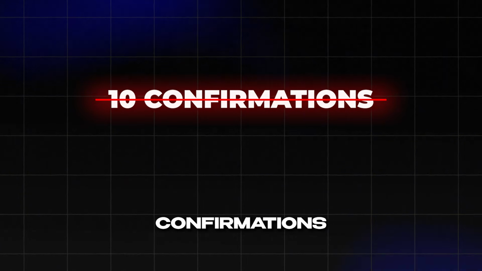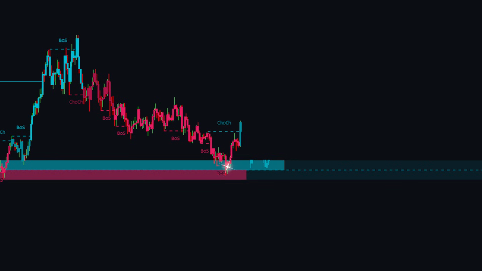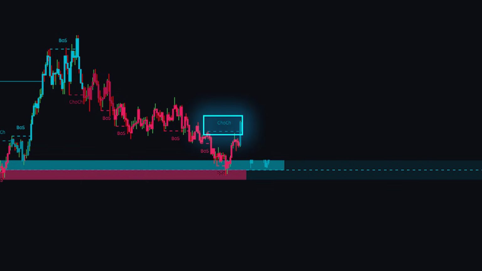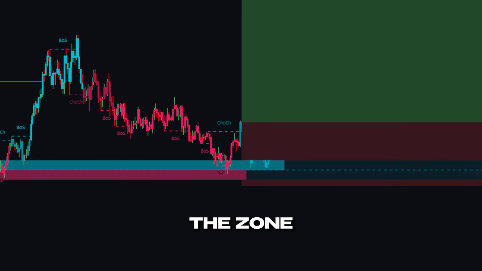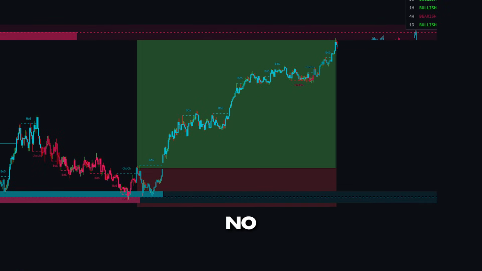Now let's talk about execution. You don't need 10 confirmations. You don't need 5 indicators. The process becomes simple. You wait for the price to approach a key order block. You check the buyer and seller ratio to confirm strength. You observe structure. Is it holding or breaking? If price reacts correctly, you enter with a clear stop beyond the zone and target the next logical liquidity or structure high. No guessing, no chasing, no emotional entries.